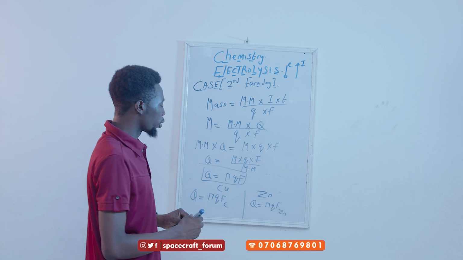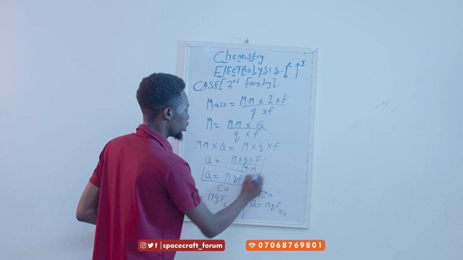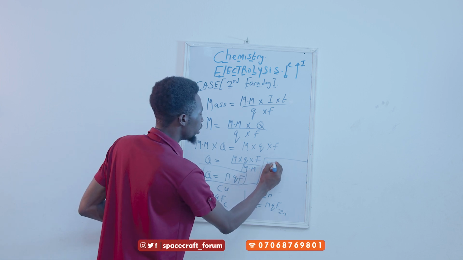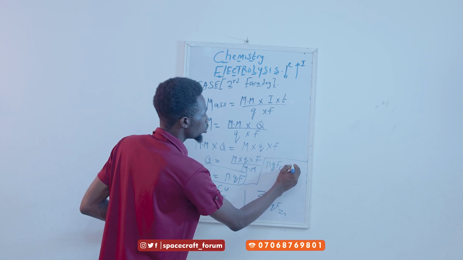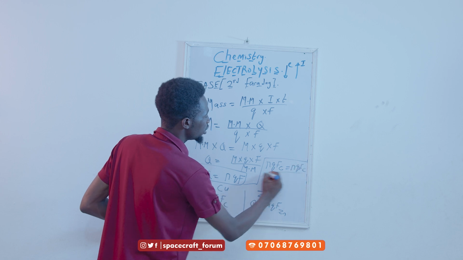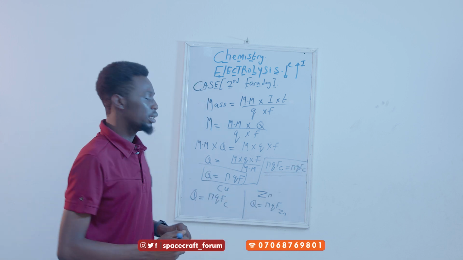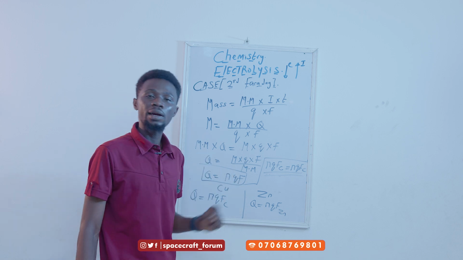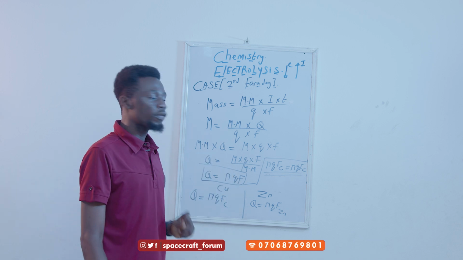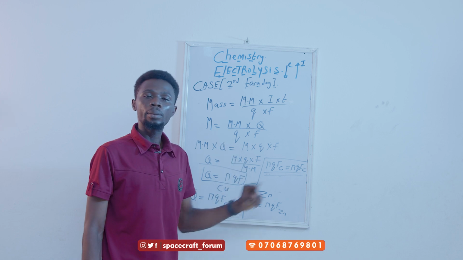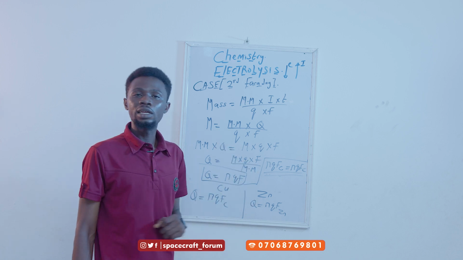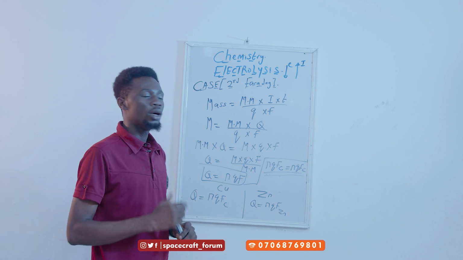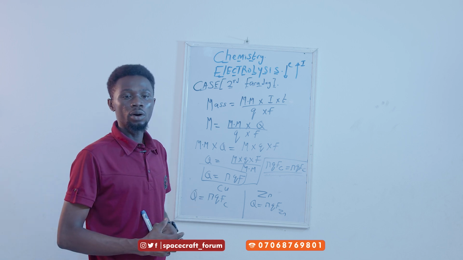From here, we can combine it together. That is, NQF of copper is equal to NQF of zinc. This is the final formula. That is, number of mole times charge of the element times Faraday of zinc, of copper rather, is equal to number of mole times charge of the element times Faraday of copper. So this is the second formula under second law of electrolysis.